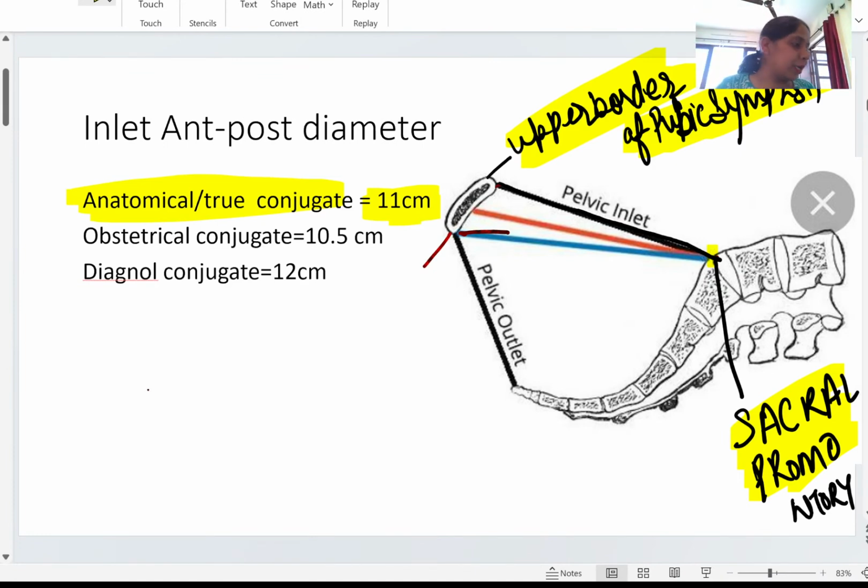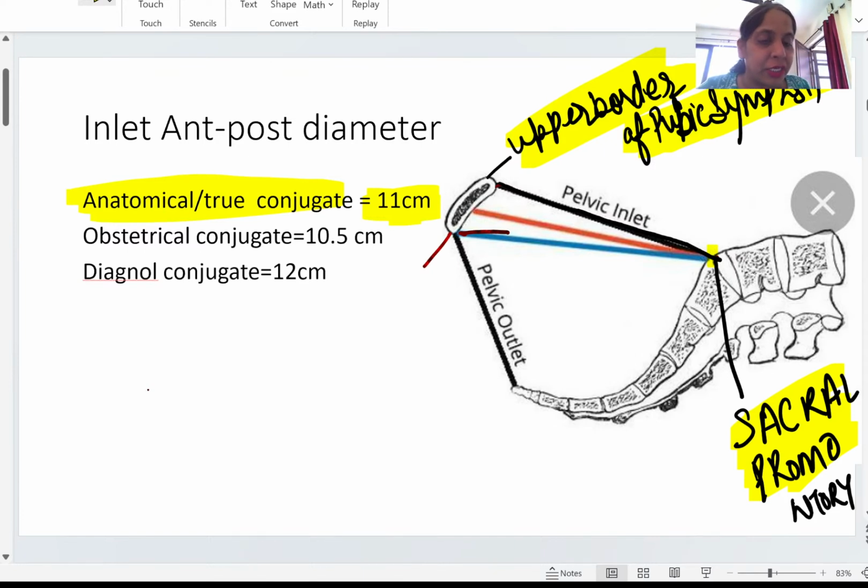Now what is the anatomical conjugate or true conjugate? They start from the upper border of the pubic symphysis. Dr. Arif, please write down: upper border of the pubic symphysis up till the sacral promontory. Now the problem is this. Why are there so many conjugates? The problem is that we cannot measure this anatomical or true conjugate.